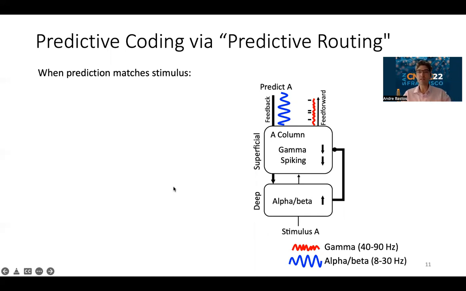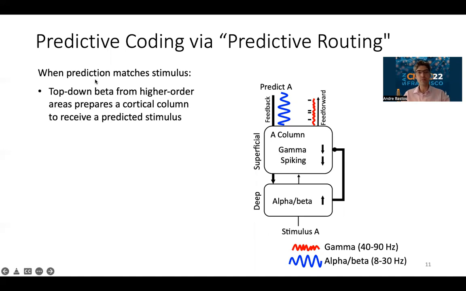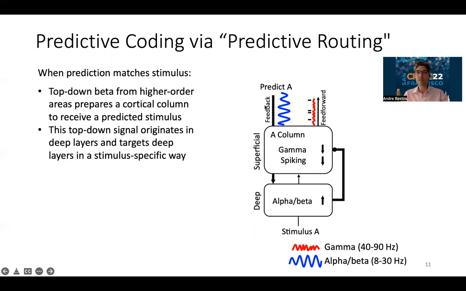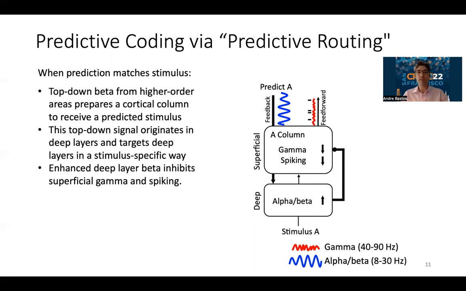A host of mechanisms appears to be in place. Namely, there's top-down data from higher order cortex, and this actively prepares the specific cortical columns to receive this predicted stimulus by enhancing the alpha beta. And this top-down signal originates in deep layers and targets deep layers in a specific way. This enhanced deep layer beta in turn inhibits superficial layer gamma and superficial layer spiking. And we've shown this in a number of manuscripts and papers.